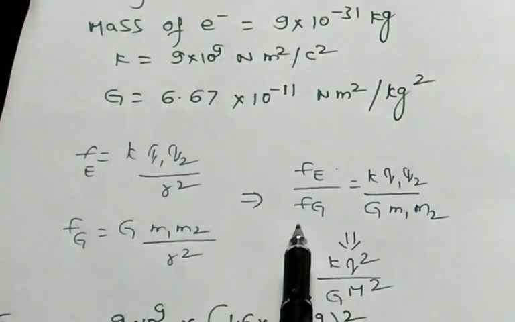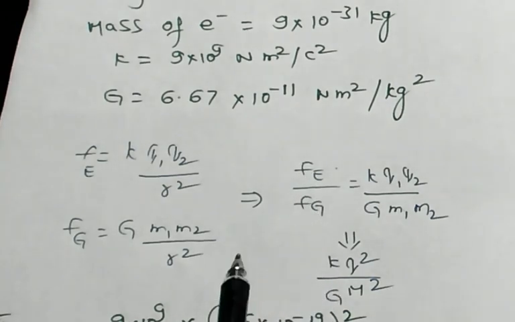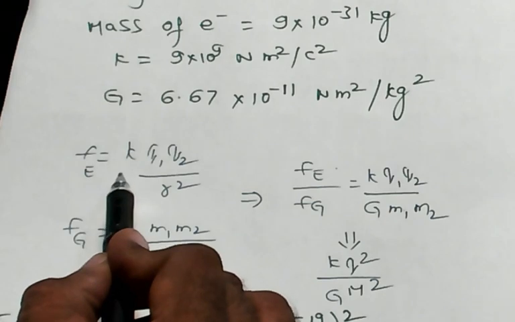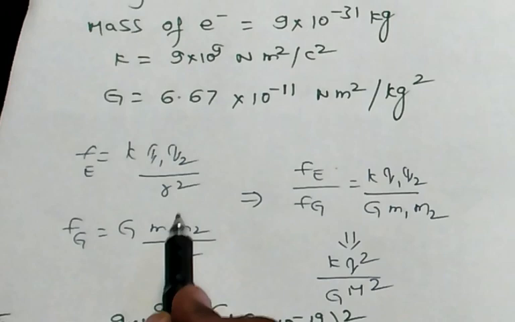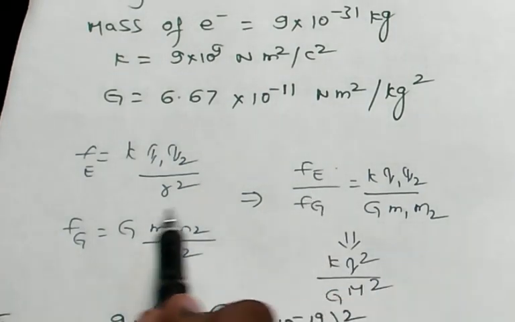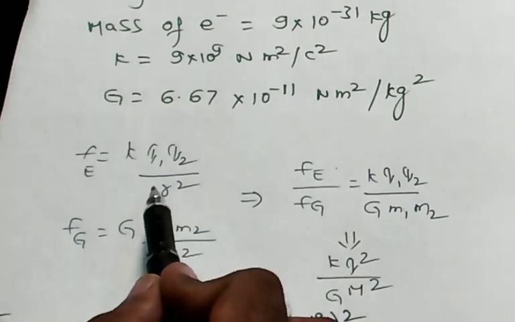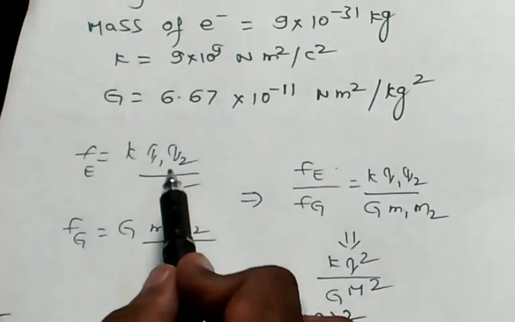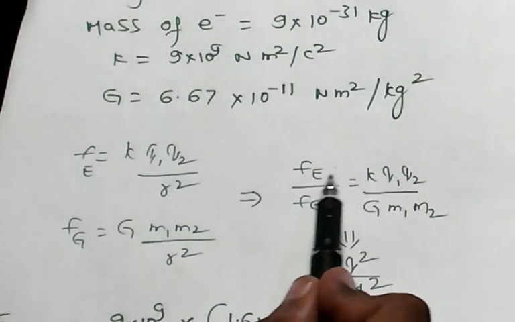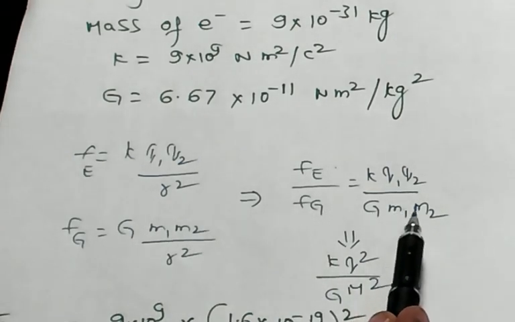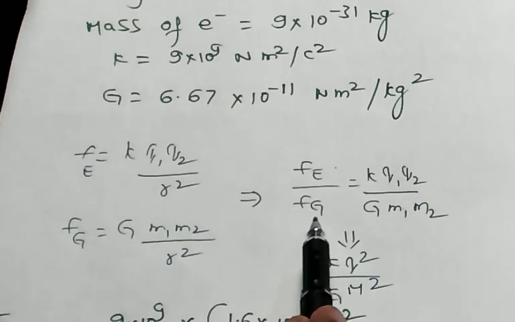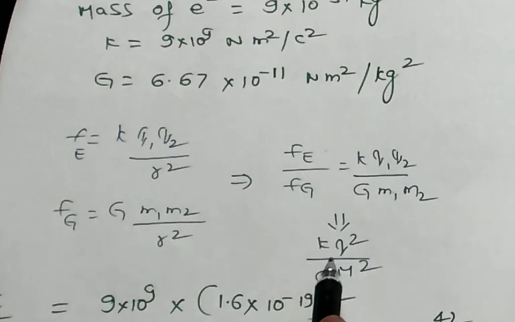He is asking us to discover the ratio of electrostatic force to gravitational force. Electrostatic force is equal to K into Q1 Q2 by R square. Gravitational force is G into M1 M2 by R square. R square is common. So electrostatic force by gravitational force is equal to K divided by G. Q1 Q2 comes into the numerator, because the electrostatic force is in the numerator. And M1 M2 comes in the denominator, because the gravitational force is in the denominator. That is equal to K into Q square divided by G into M square.